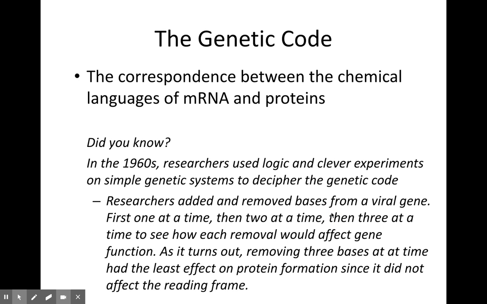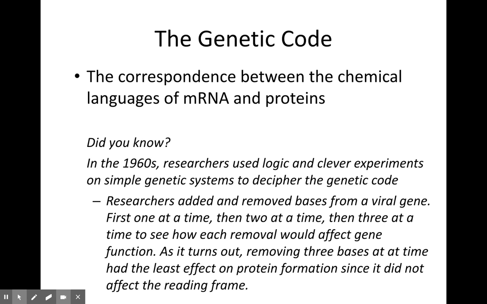And they added and removed bases from a viral gene, basically one base at a time, then 2 bases at a time, then 3 bases at a time. And what those researchers found out was that if they removed 3 bases from that viral gene, it had less of an effect on the protein overall.